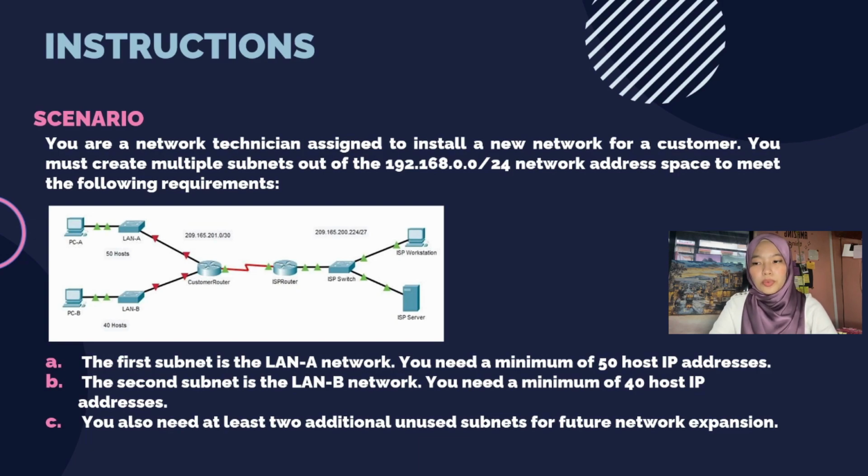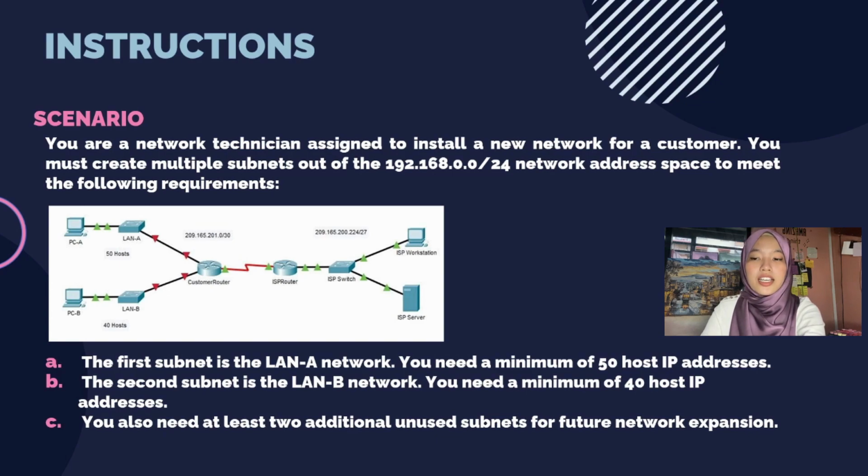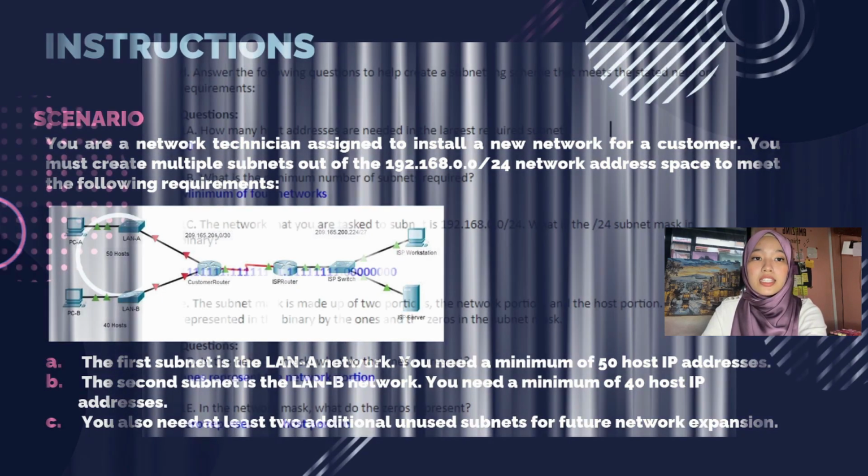So, based on the topology diagram, it shows 3 requirements. The first subnet is the LAN A network. We need a minimum of 50 host IP addresses. The second subnet is the LAN B network. We need a minimum of 40 host IP addresses. The last one, we also need at least 2 additional unused subnets for future network expansions. Before we answer the question, the note given: variable length subnet mask will not be used. All the device subnet masks should be the same length.